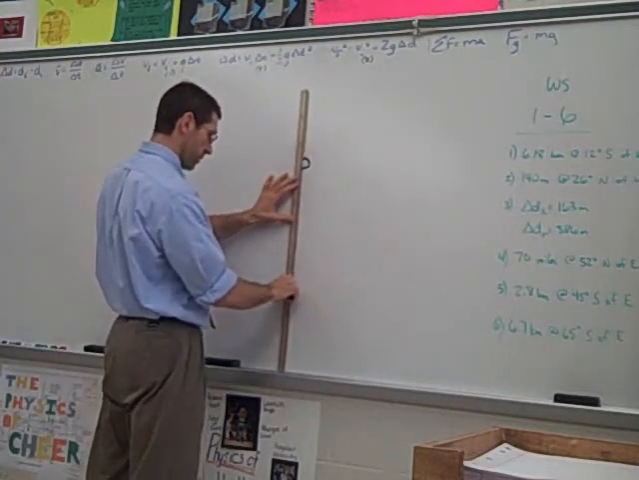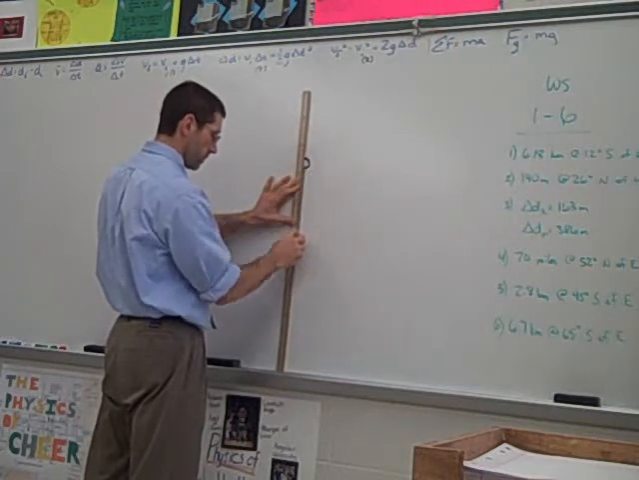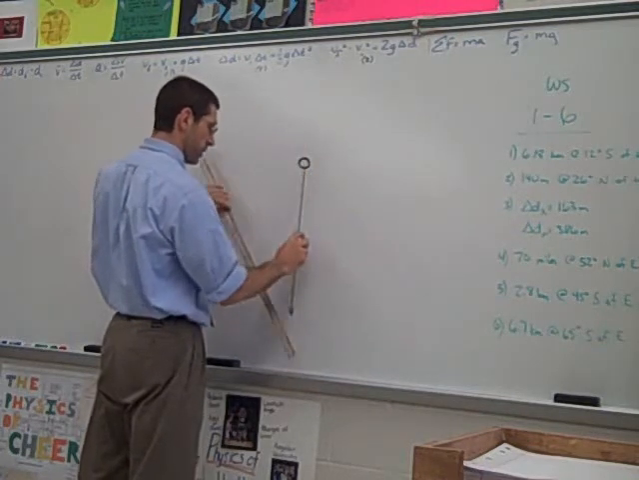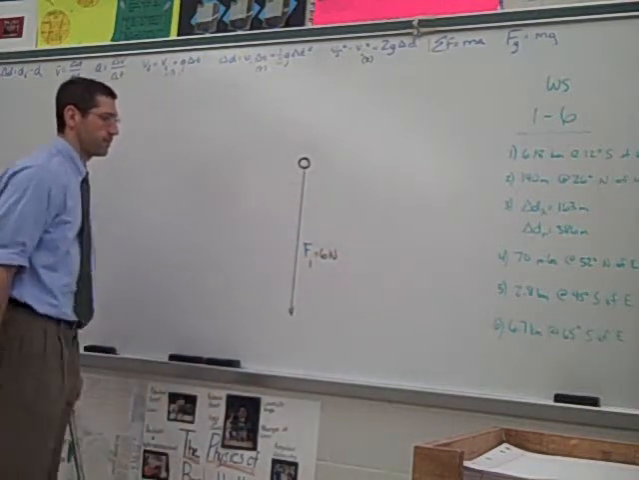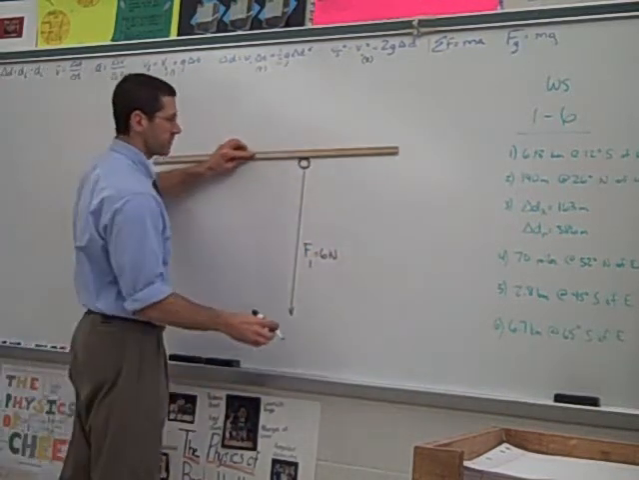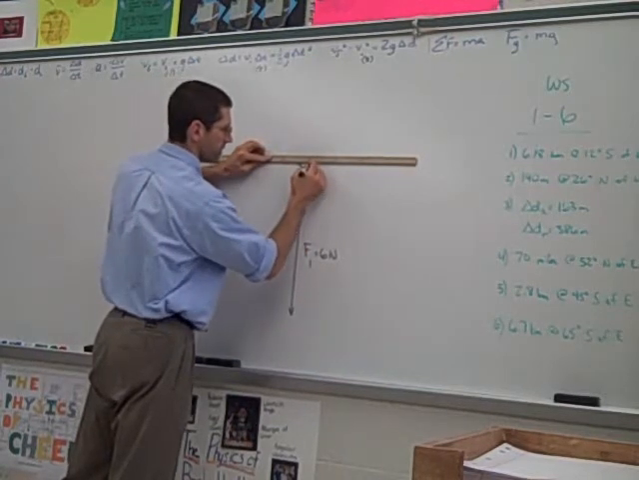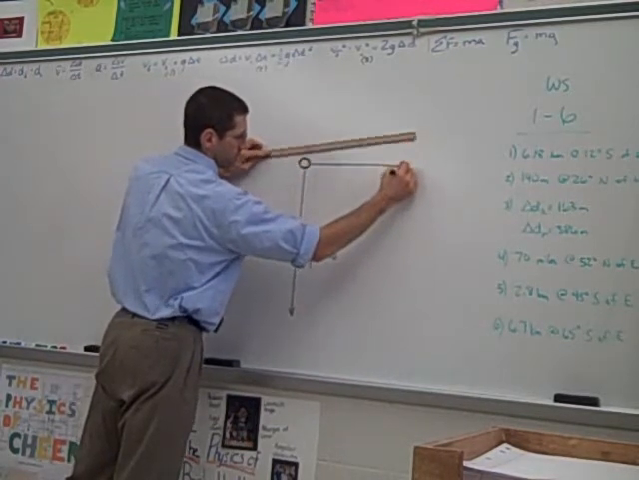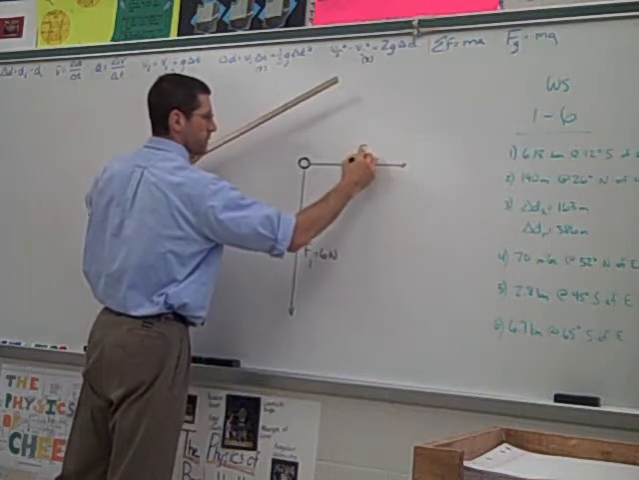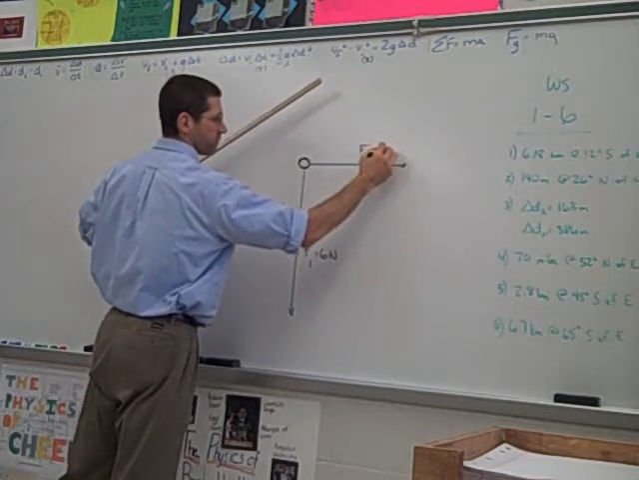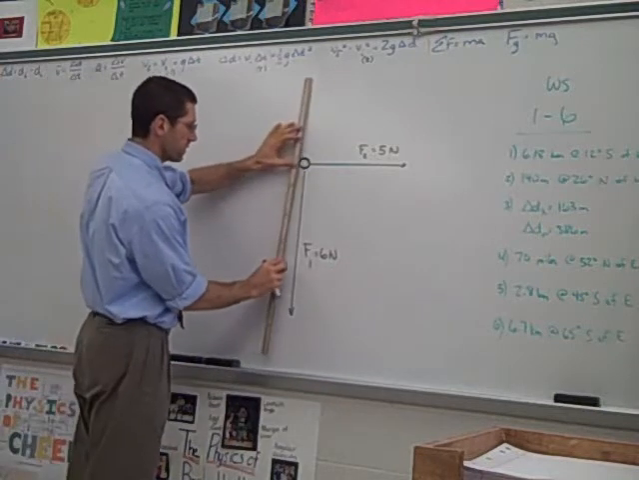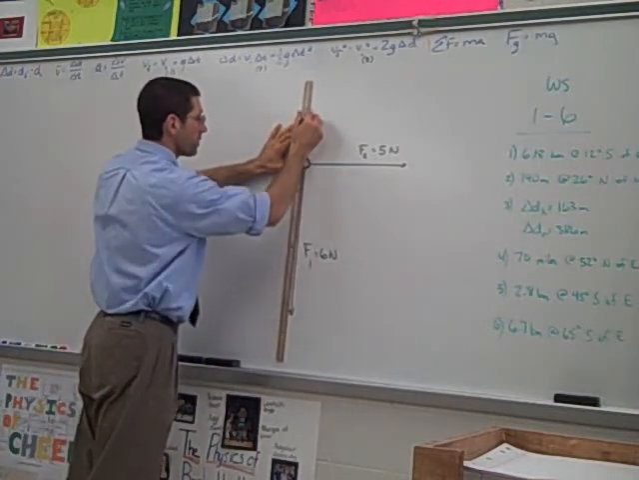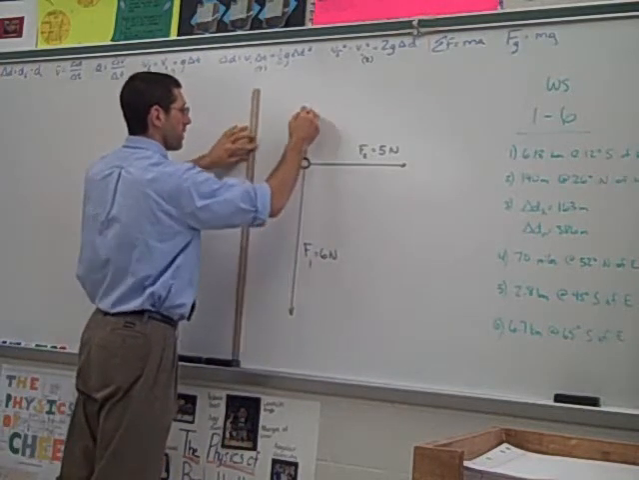First one is downward. Call it force 1. And it has a value of 6 newtons. Okay, the second force goes off to the right, F2, and it has a value of 5 newtons. And then the third force acts upward, and it has a value of 3 newtons.